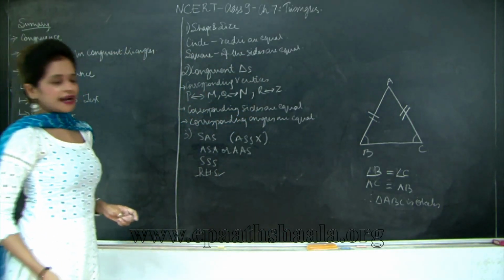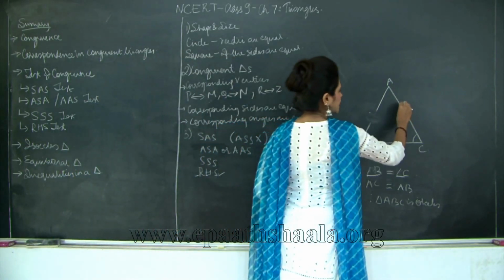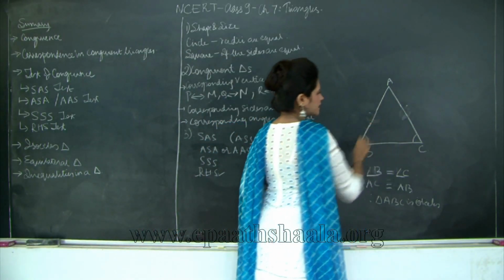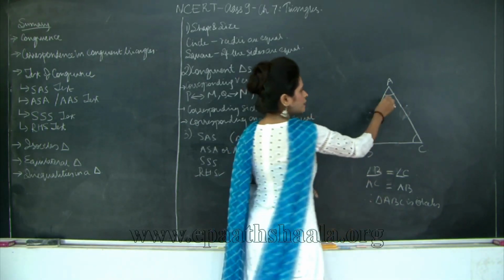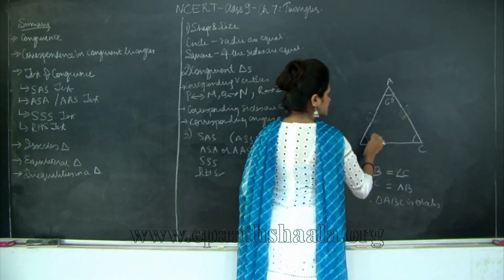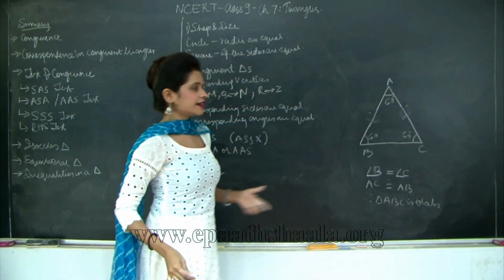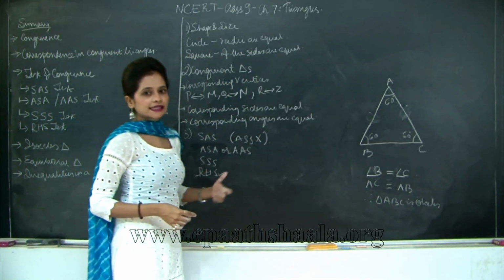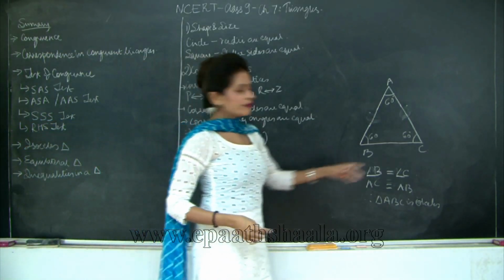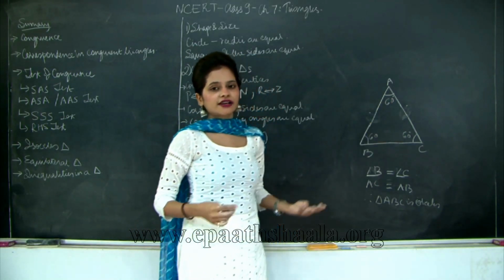Then we have equilateral triangle. What did we learn in equilateral triangle? If I have my triangle ABC, if it is equilateral, then all the three sides are equal, and each angle is 60 degrees. So in any equilateral triangle, angle A is equal to angle B, which is equal to angle C, which is 60 degrees, and obviously the sum is 60 plus 60 plus 60, which is 180 degrees.